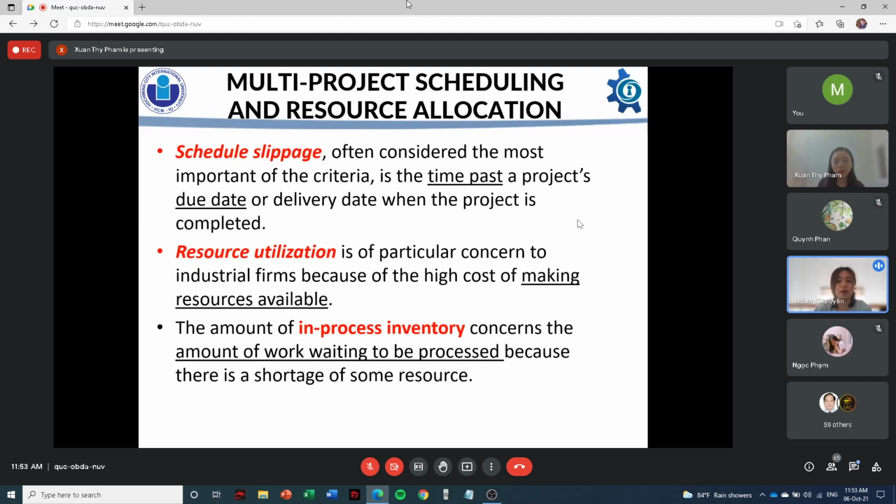The first parameter, schedule slippage, often considered the most important of the criteria, is the time past a project's due date or delivery date when the project is completed. A second measure of effectiveness, resource utilization, is of particular concern to industrial firms because of the high cost of making resources available. The third standard of effectiveness, the amount of in-process inventory, concerns the amount of work waiting to be processed because there's a shortage of some resource.